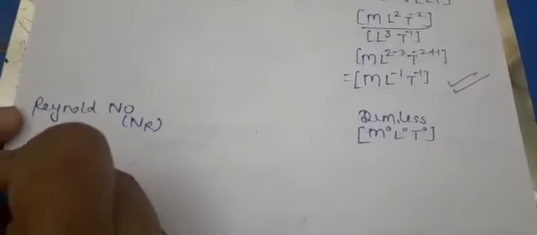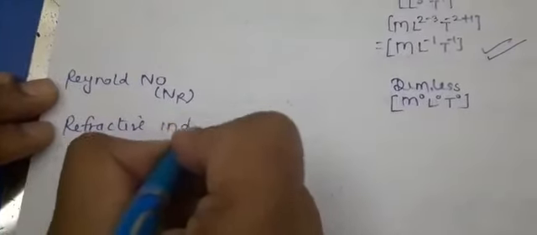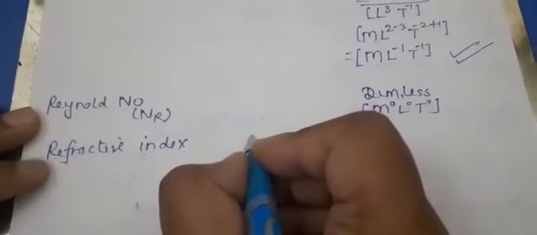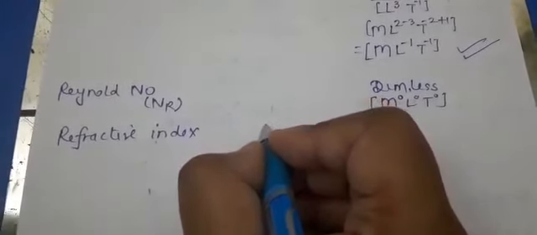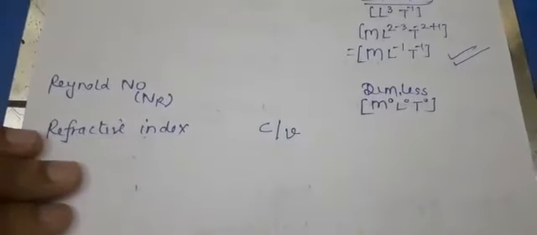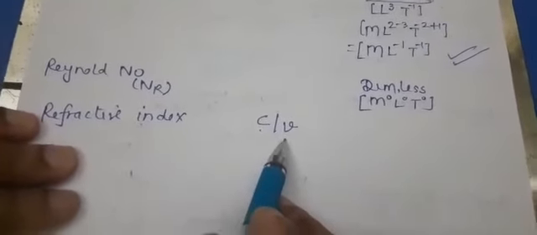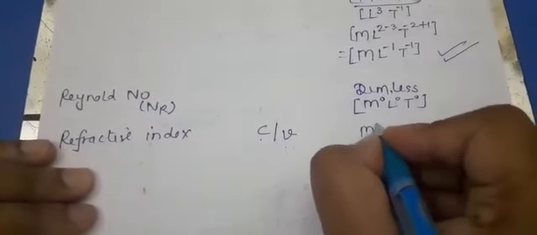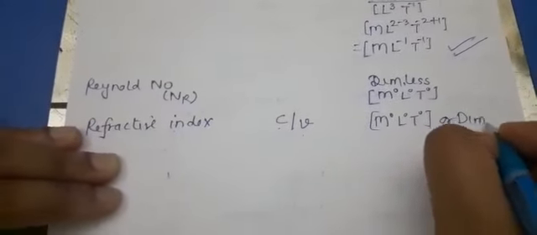Then refractive index. Refractive index is a term that you have studied in class 10th, there you were using the symbol n for it. It was speed of light in air or vacuum to the speed of light in a medium. So ratio of again speed or velocity. So again it is dimensionless. M0, L0, T0 or dimensionless.